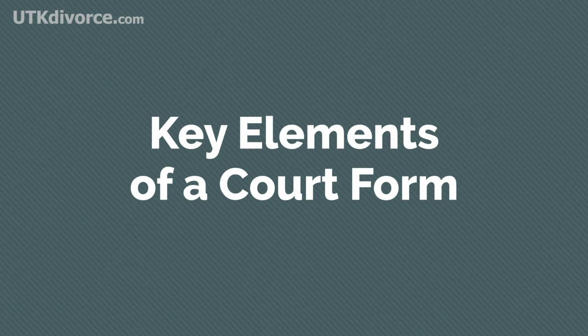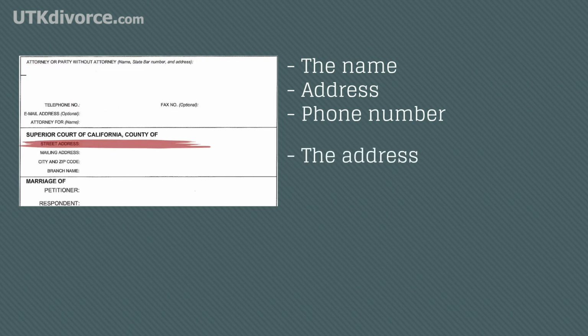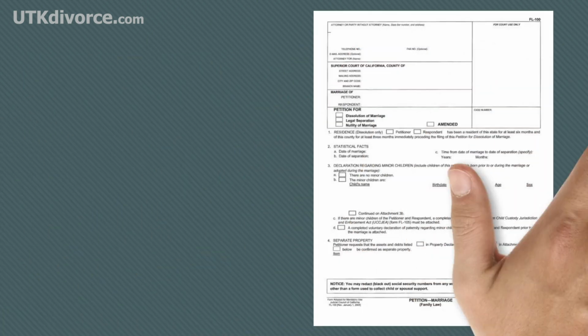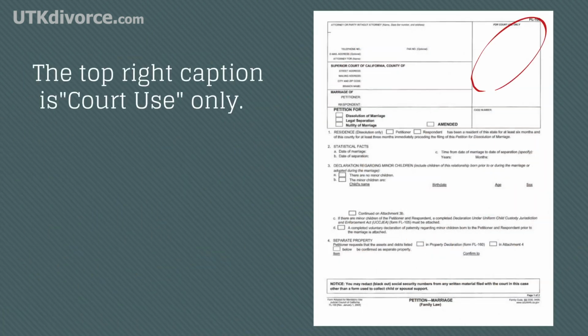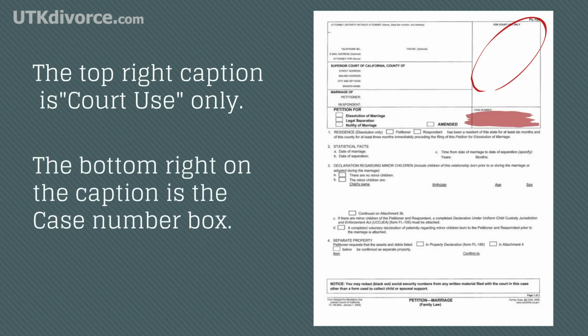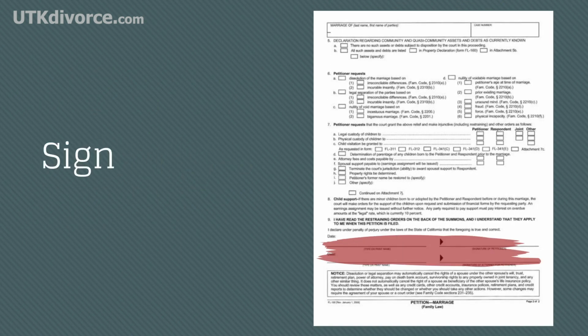Key elements of a court form. The top left caption of a family law form requires the following information: the name, address, and phone number of who is submitting the form, the address of the court where you'll be filing the case, which depends on where you live, the name of the parties involved in the family law matter, i.e. petitioner and respondent or plaintiff and defendant. The top right caption is the court use stamp filing area. At the bottom right of the caption is the case number box. Then there is the body of the form itself. Finally, at the bottom of the form, there is a signature line and date block where you sign and date.